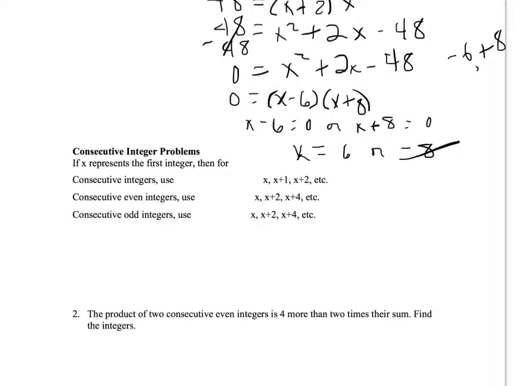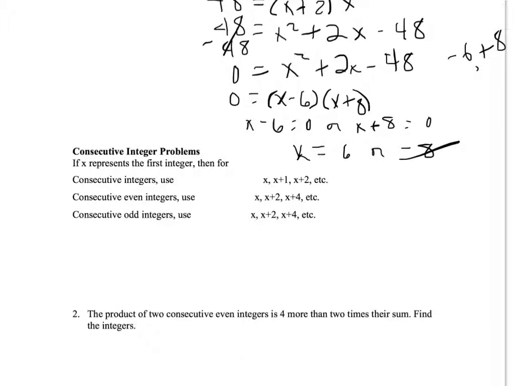Now, another type of quadratic problem that you may see is a consecutive integer problem. Consecutive simply means right next to each other. So if we're talking about consecutive integers, that's what happens when you simply count numbers. If I start with 1, the next number is 2. How did I get there? I added 1 to it. If I want to get to the very next number, I add 1 again.